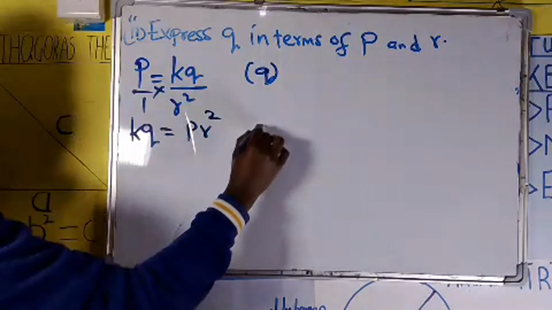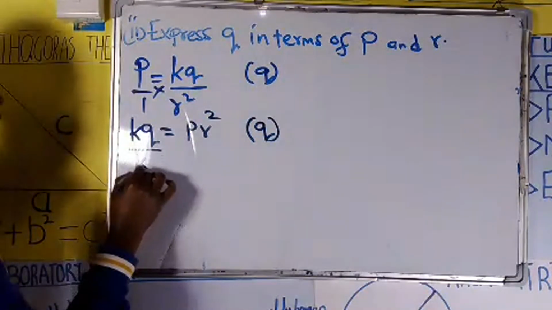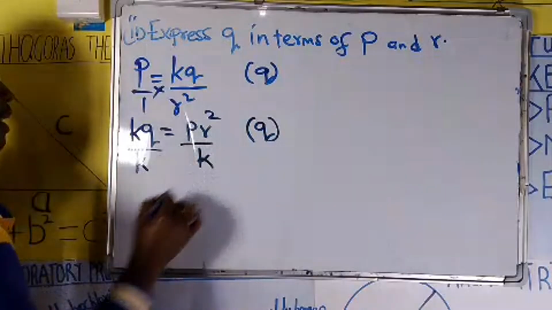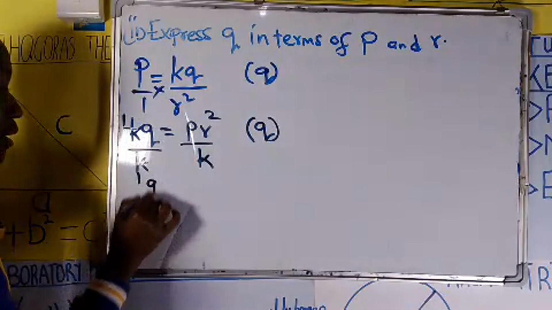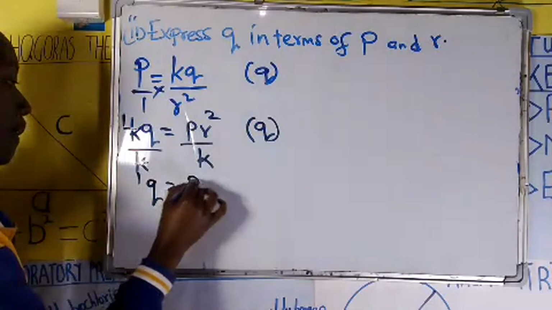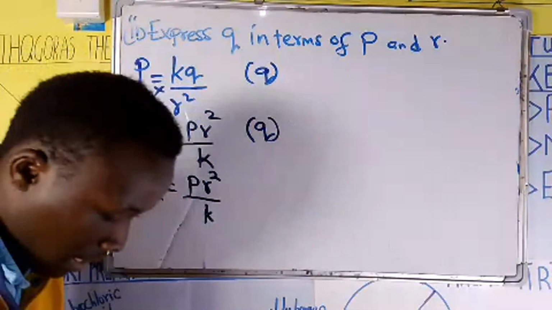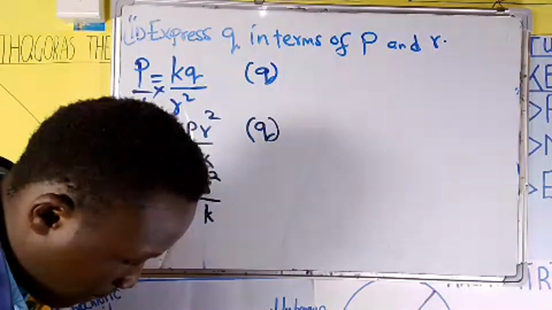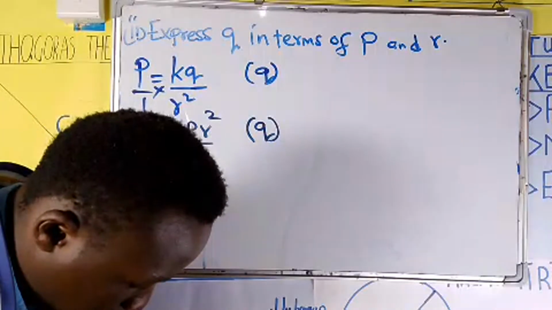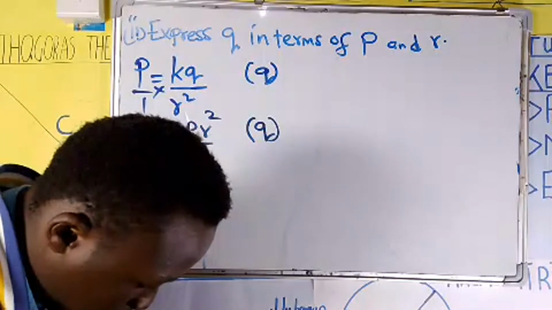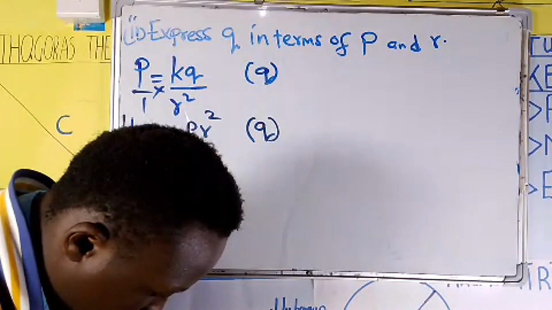And remember, we are making Q our subject. So we will divide both sides by K. And this side also we will divide by K. So K by K is 1, K by K is 1. And we will get our Q is equal to PR squared over K. That is what is going to be our answer.